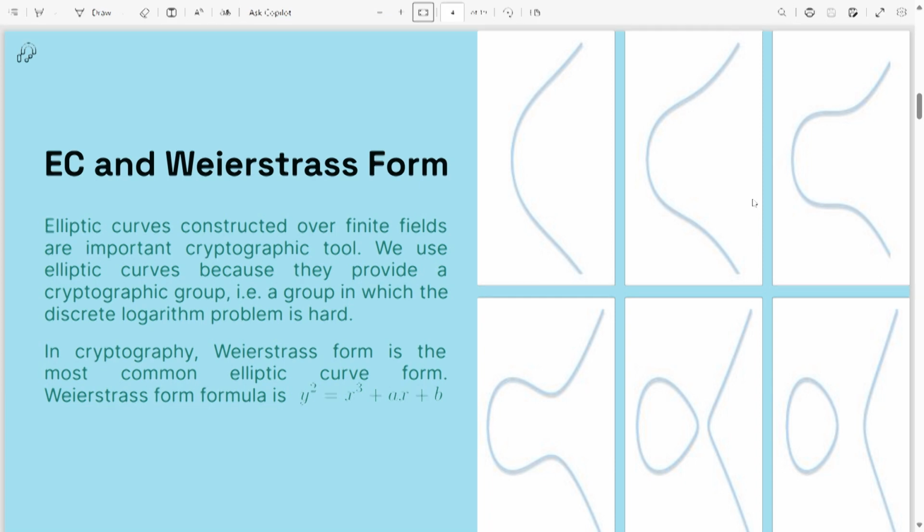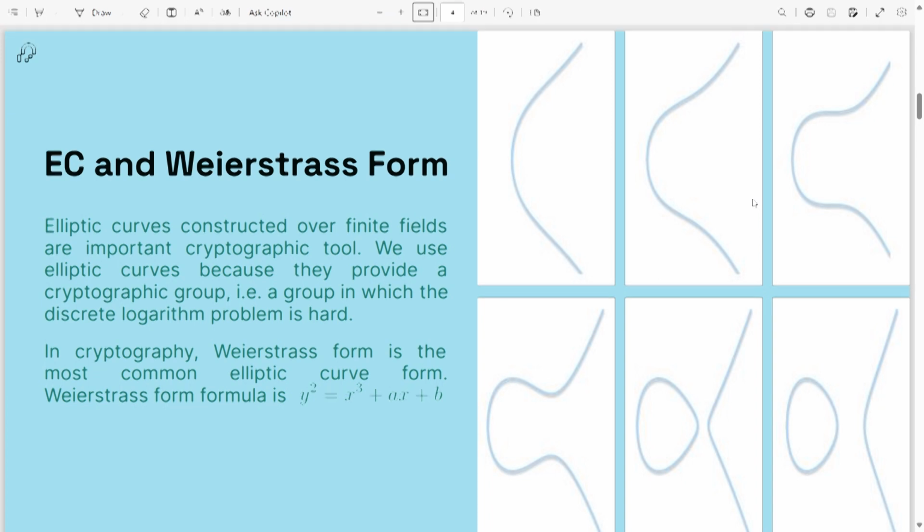So yeah, elliptic curves are pretty good for this, and the most common form is the Weierstrass form. I don't know how to pronounce it correctly. You can see the formula here. We are using this formula, and if you change the A and B here, you will get different shapes of elliptic curves. These are some examples, as you saw.